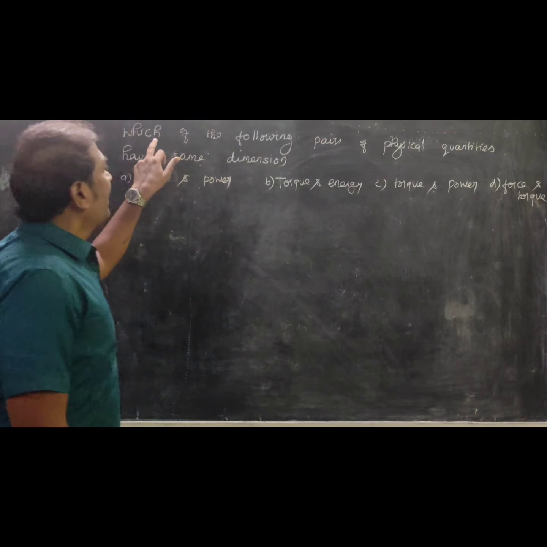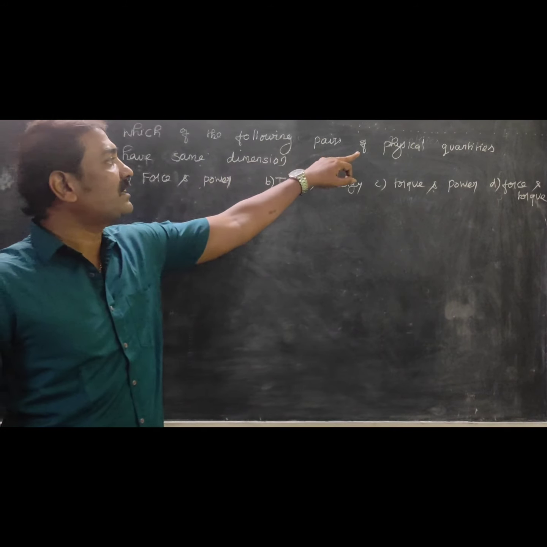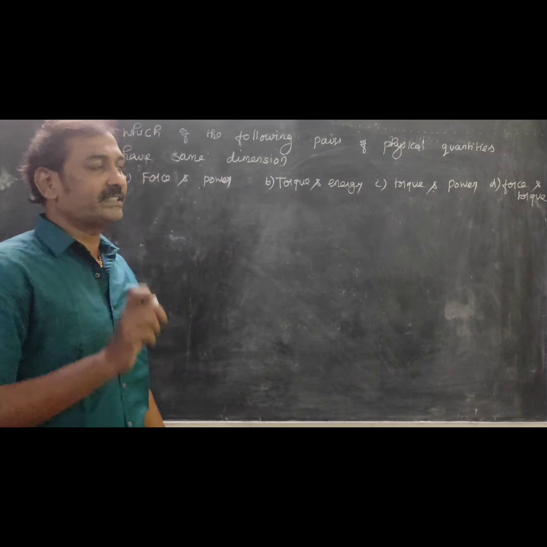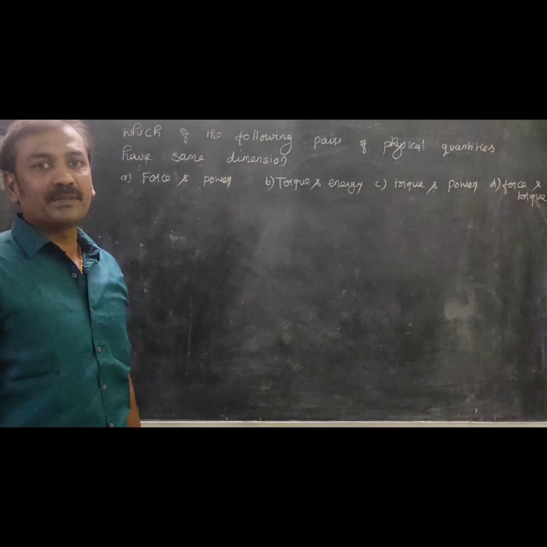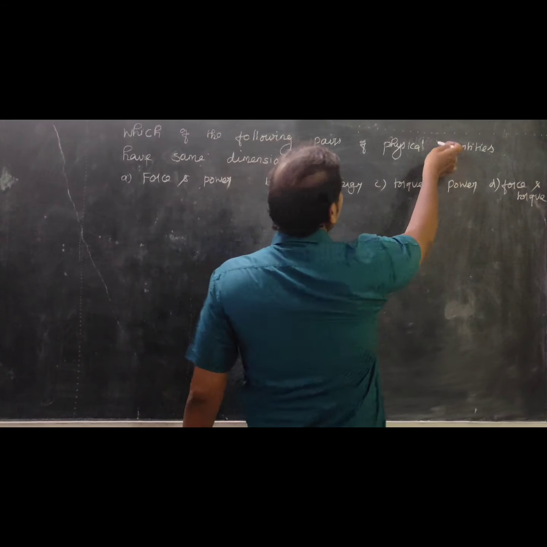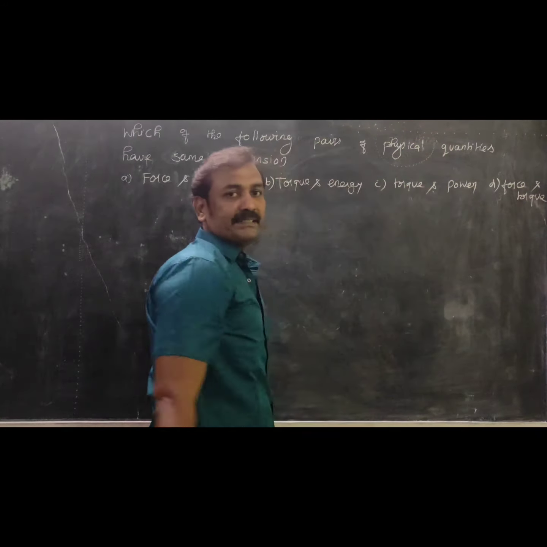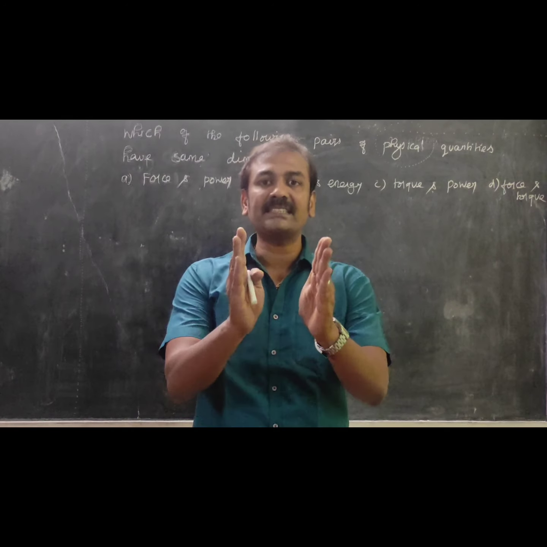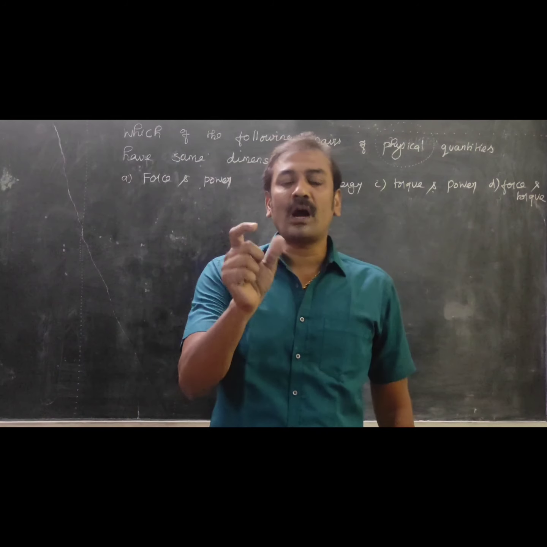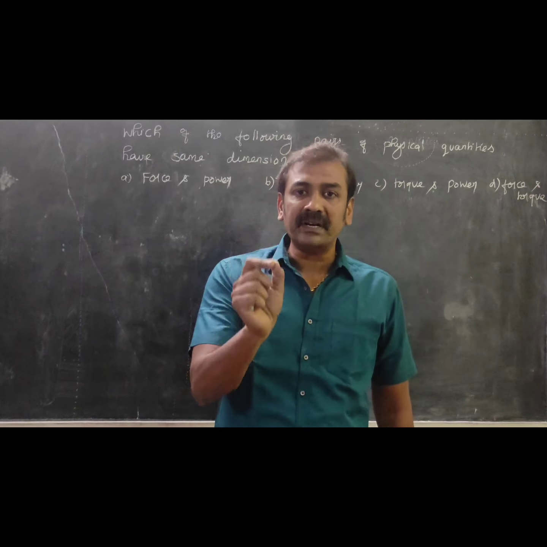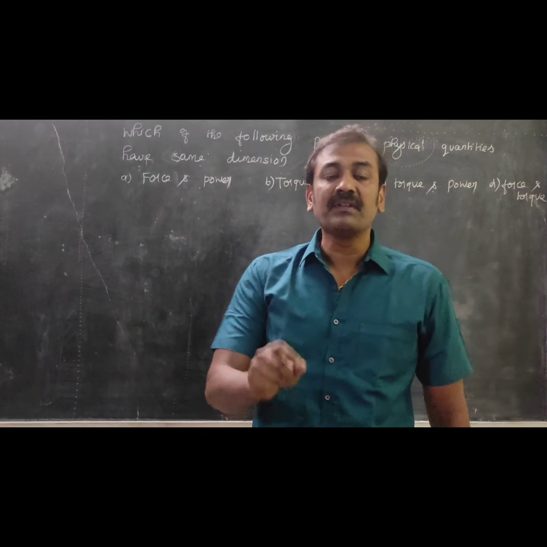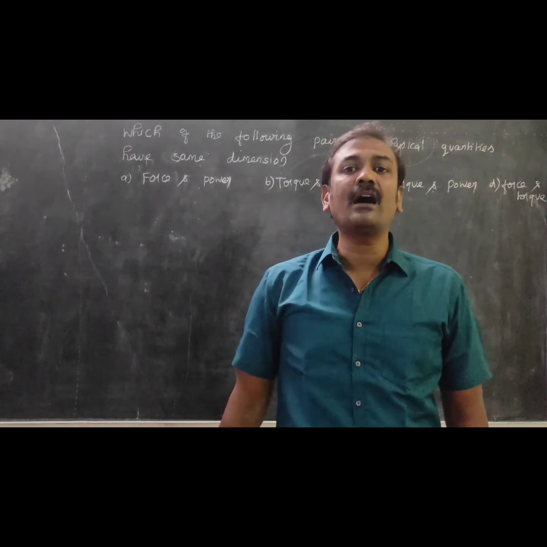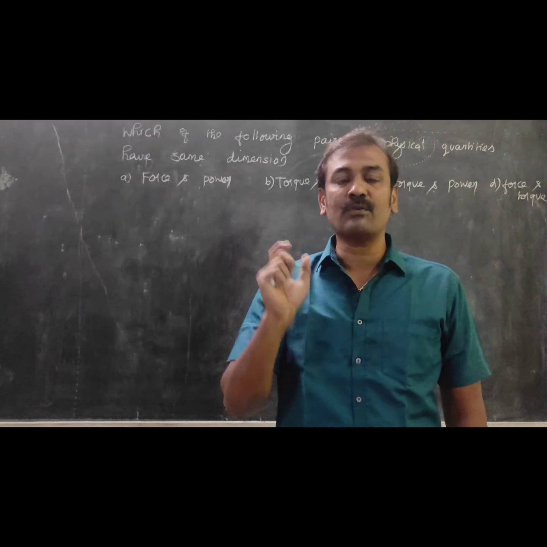Which of the following pairs of physical quantities have the same dimension? That is the question, and they have given options. When we hear this, what should we write first? Physical quantities. So what is a physical quantity? The quantity which can be measured and described by the laws of physics is called a physical quantity.